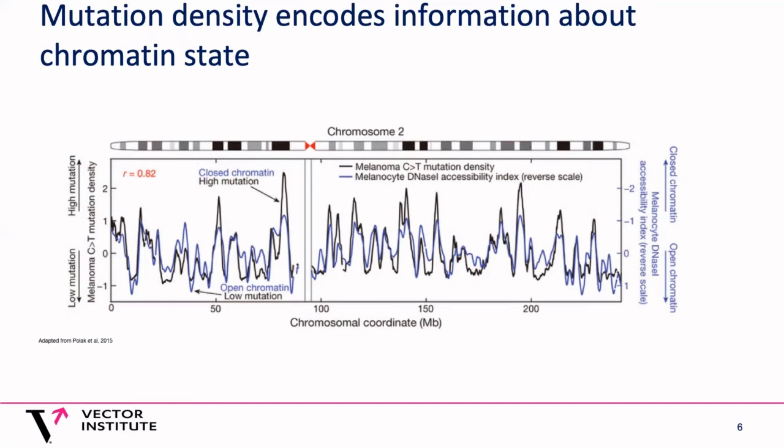Because mutations contain ancestral information, in the sense that mutations from the primary tumor are often going to be found in the metastasis, mutations can provide us with information about the primary tumor, and they allow us to partially encode the chromatin state of a tumor based solely on its mutations.